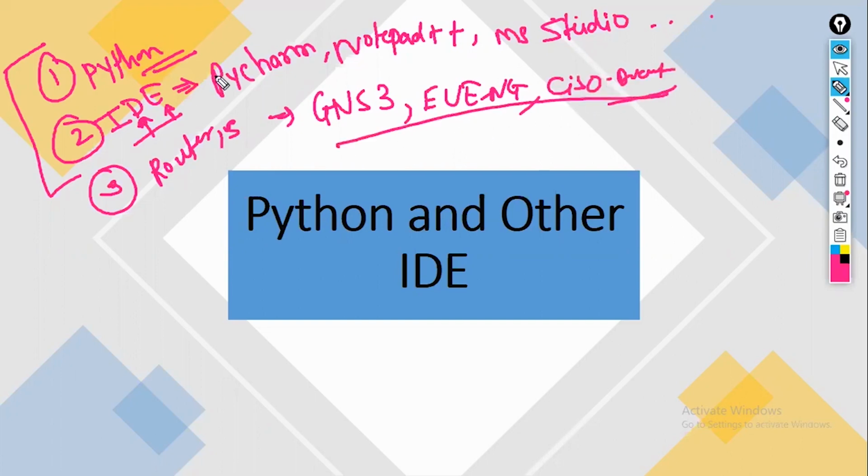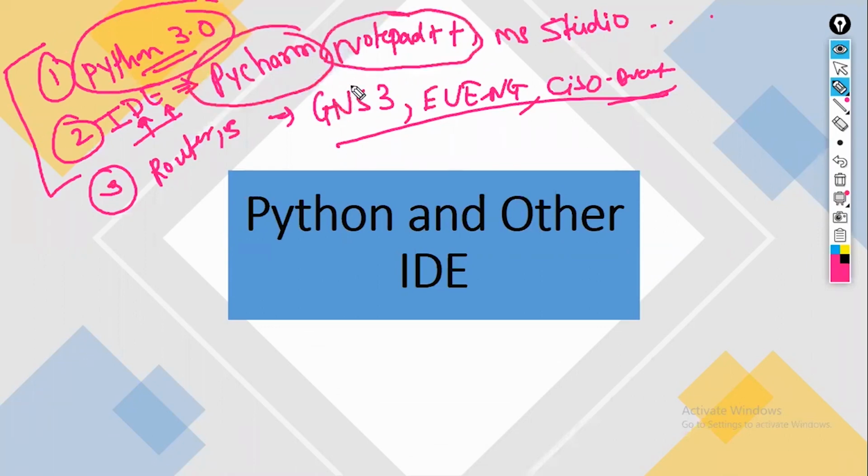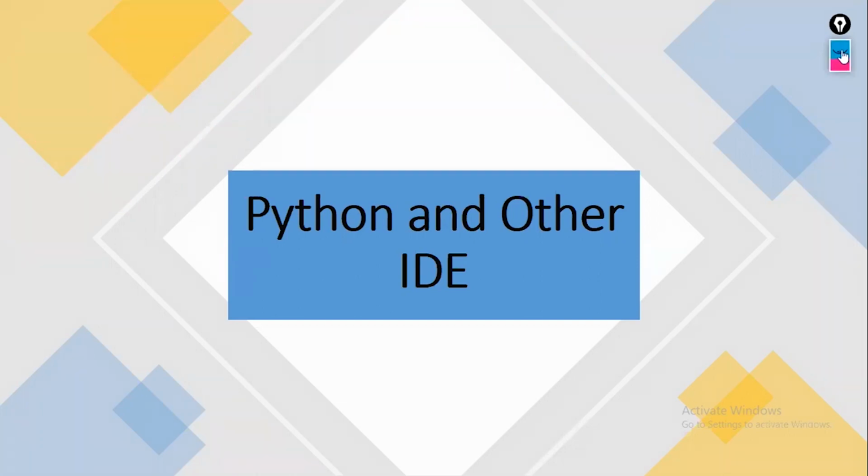Now in our batch, we are going to use Python 3.0 specifically. We are going to use PyCharm and Notepad++ both, because a few of the programs run better in Notepad++, and it's easy to understand as well. And here we are using both GNS3 and EVE-NG. All the setup files and how to set up, don't worry about it. We have our lab, we will give you access and help you set up your labs.